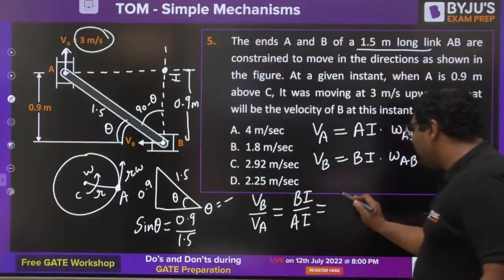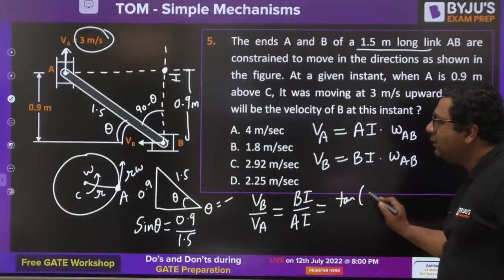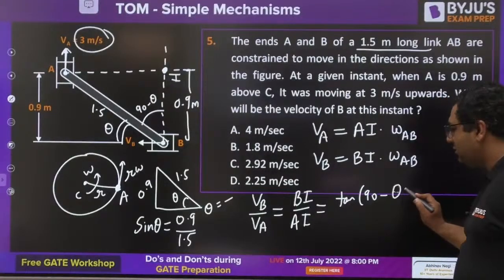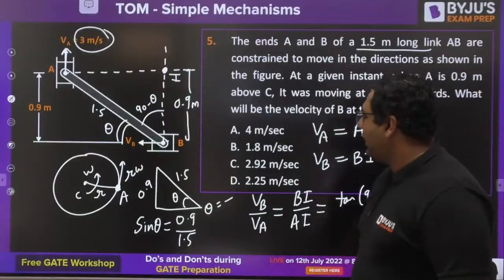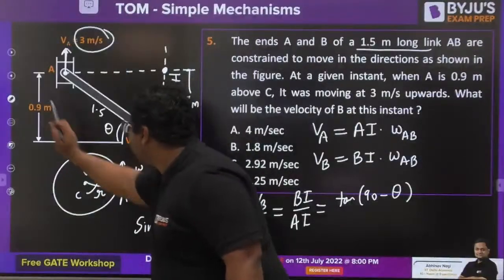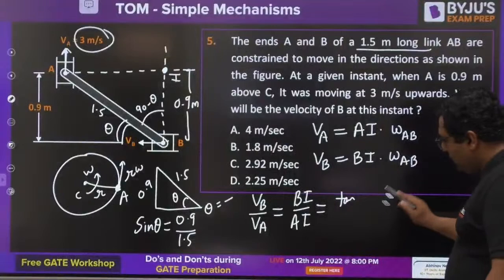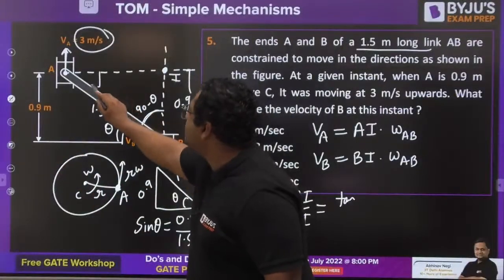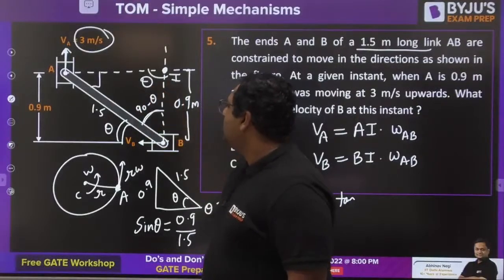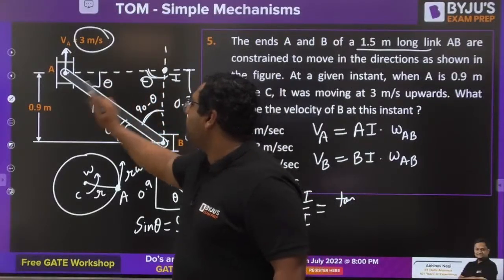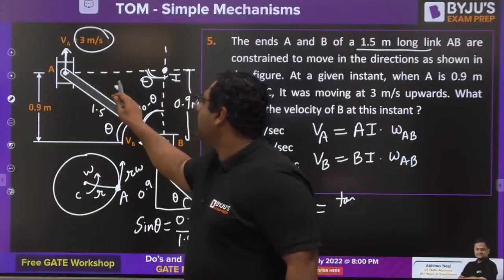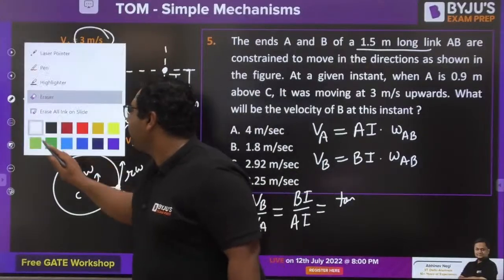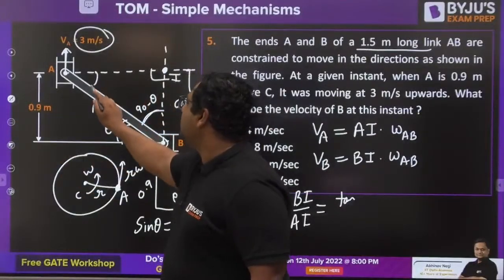So you can write tangent 90 minus theta. Okay, sorry, I feel I have written it slightly wrong. If this angle is 90, this will be theta. Okay, I am once again writing, don't worry. This is 90, this is theta.